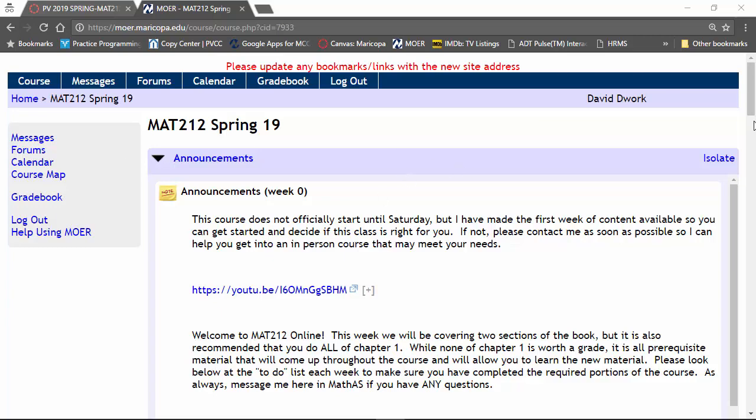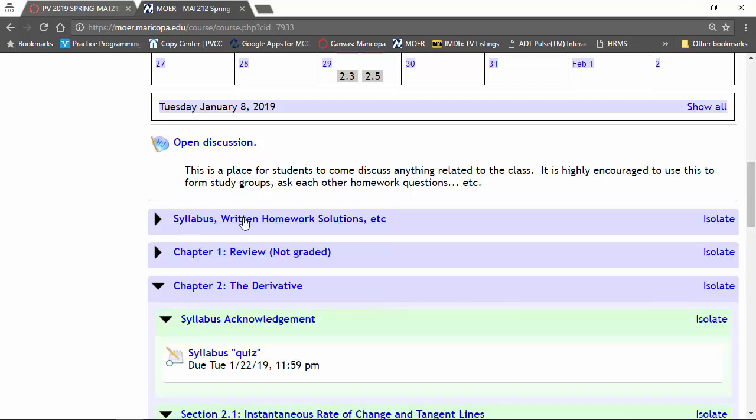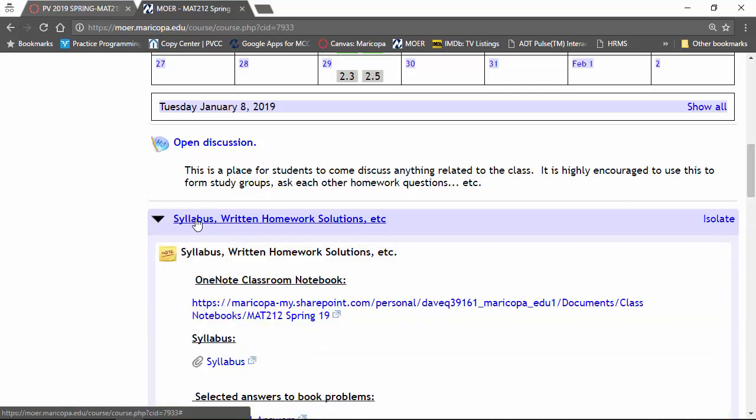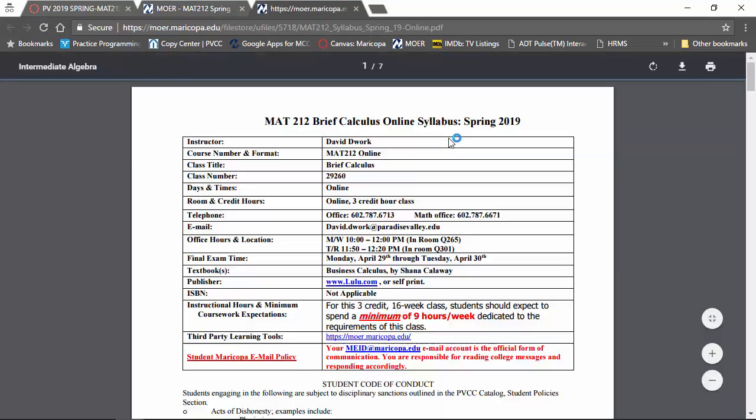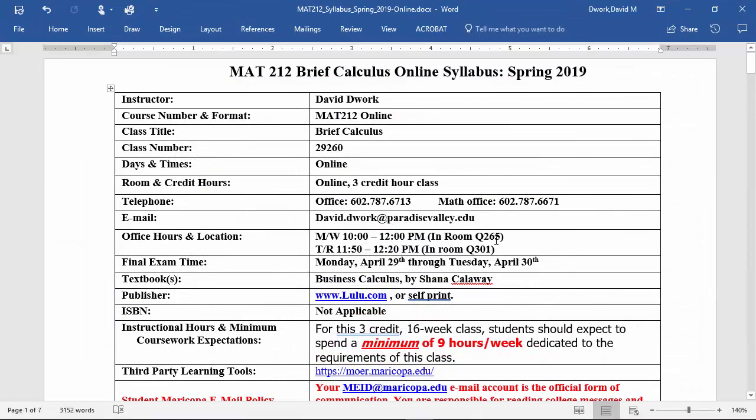In this video, I'm going to go through the syllabus. You will find it by scrolling down to the block that's called Syllabus, Written, Homework, Solutions, etc. It may be collapsed, so if you click on it, it will open up and you'll find the syllabus written right here. Now, I'm going to just switch to this, makes it a little easier to read.